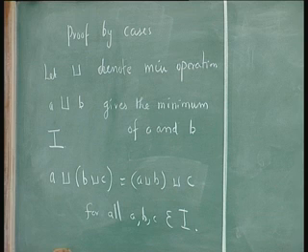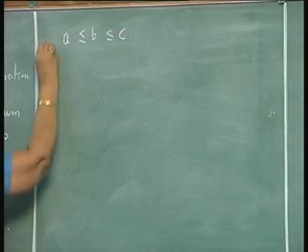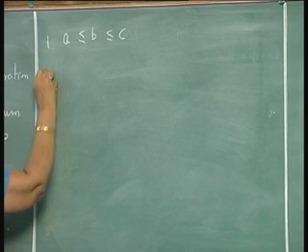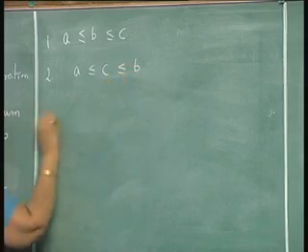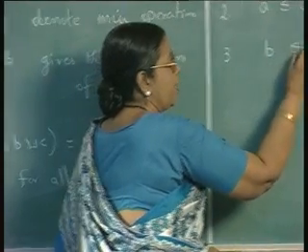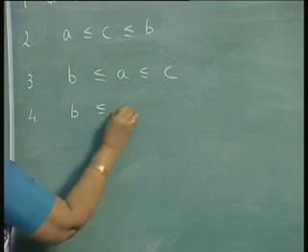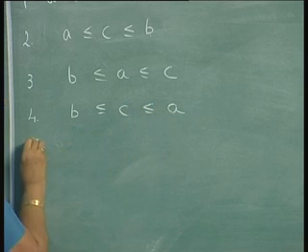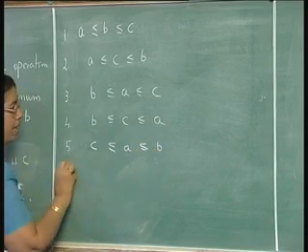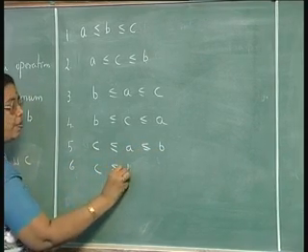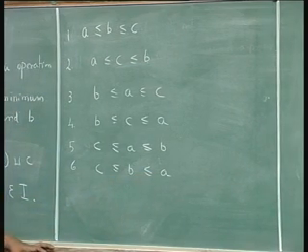The possibilities are that A can be less than or equal to B, less than or equal to C, or you can have A less than or equal to C, less than or equal to B, or you can have B less than or equal to A, less than or equal to C, or you can have B less than or equal to C, less than or equal to A, or you can have C less than or equal to A, less than or equal to B, or C less than or equal to B, less than or equal to A. These are the 6 possibilities. There are no other possibilities.